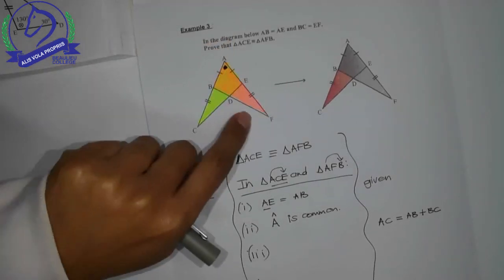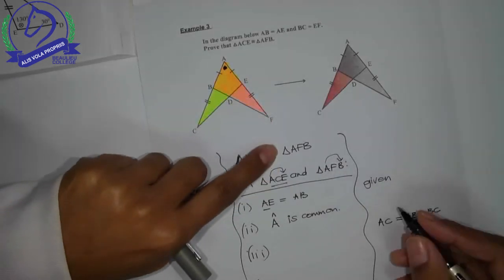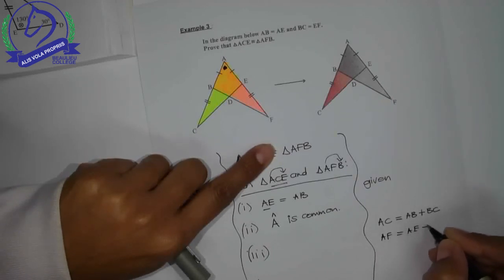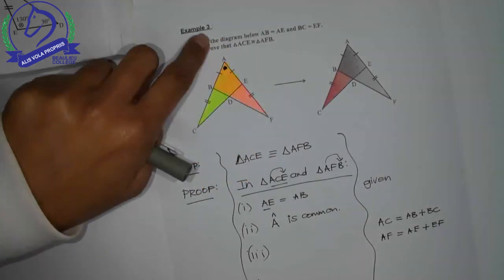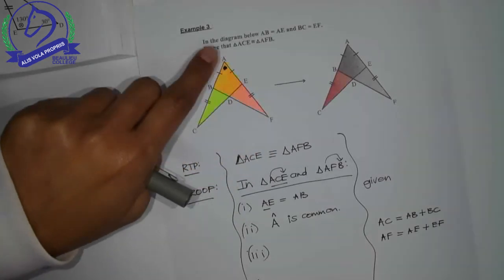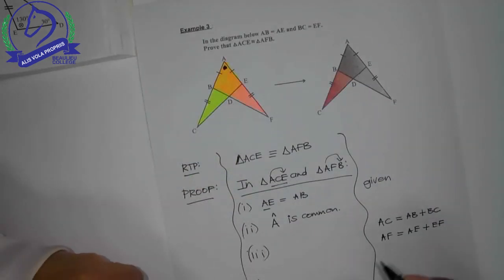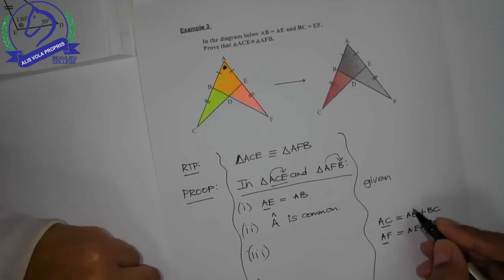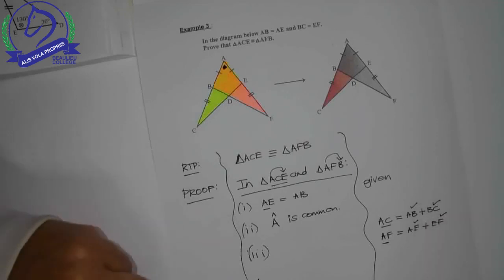Now let's look at this triangle, AFB. Again, AF is the line. So let's look at AF. AF is equal to AE plus EF. EF is not the complete length of that side. It's part of it. But AF is made up of AE and EF. Now, I've got to use AC and AF because they are the two sides in the triangle. So can I say they are equal? Yes, because AB is equal to AE and BC is equal to EF.